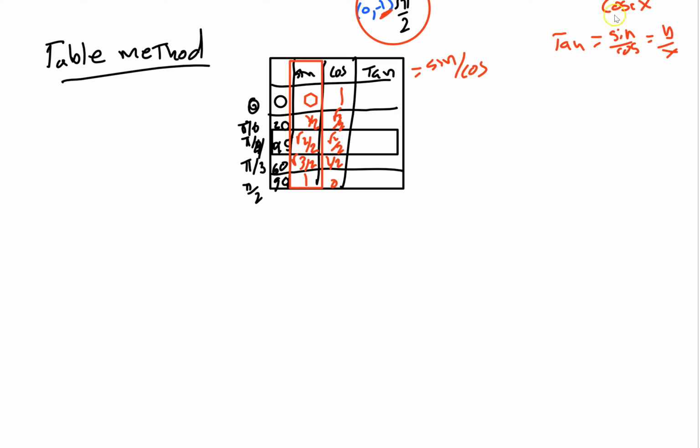Right? We talked about it a little second ago. It's still right here. So you just put sine over cosine. 0 over 1 is 0. 1/2 over rad 3 over 2.